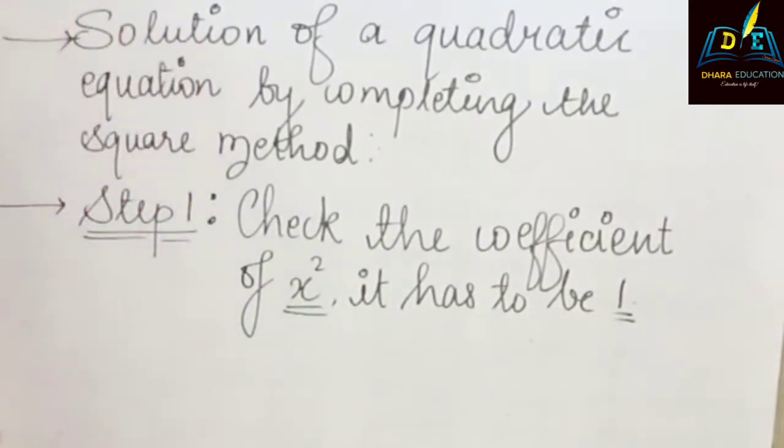It has to be what? 1. If the coefficient of x square is not equal to 1, then you have to make it 1. The very first step, please keep it in mind that it has to be 1. If it is not 1, then you have to make it 1 by dividing on both the sides by the coefficient of x square. Okay.